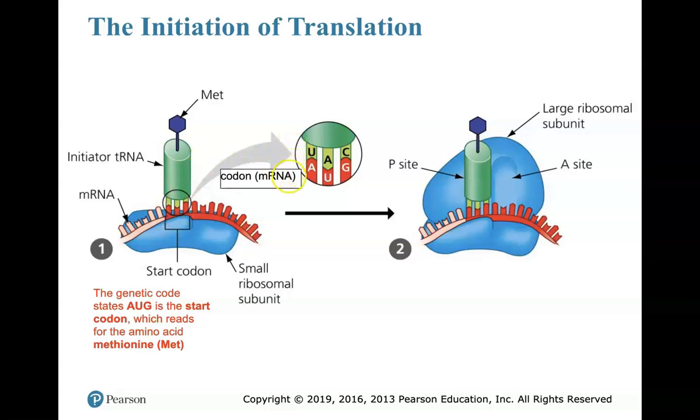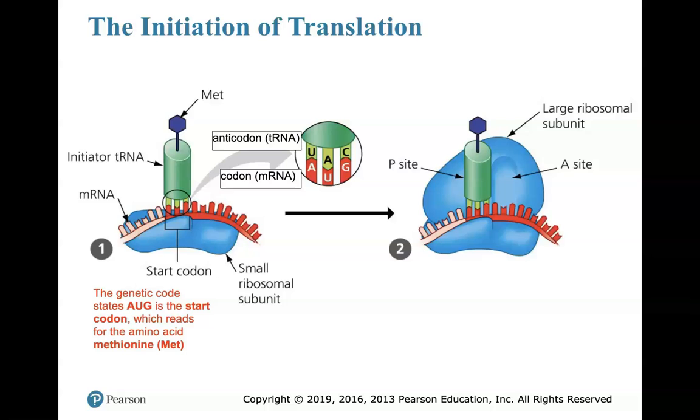So in red here is the codon. Remember, the codon is the term given to the mRNA nucleotides. It's AUG. That will read for methionine. That'll start translation. On the tRNA is the anticodon.